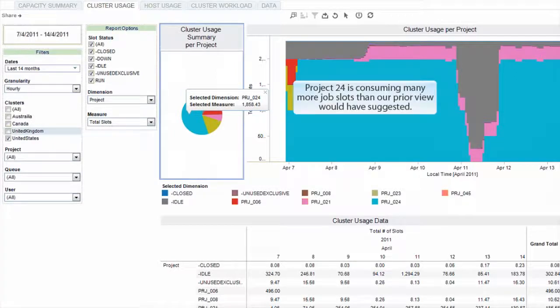Project 24 is consuming many more slots than our prior view would have suggested, leading us to conclude that memory requirements on average per job are more modest for this project.